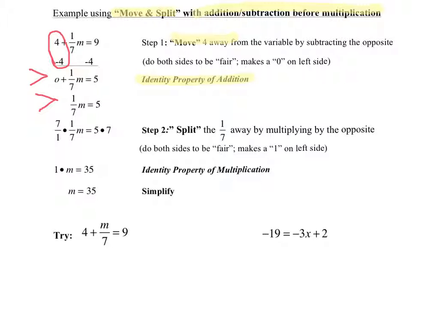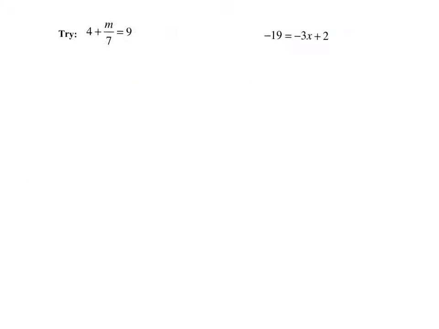But you do need to show multiplying 1/7 m times 7 over 1 and multiplying both sides by 7. The object here is to cancel this number into 1s, and 1 times m equals m. This last statement is based on the identity property of multiplication, which is revealed right here. And the answer ends up being m equals 35.